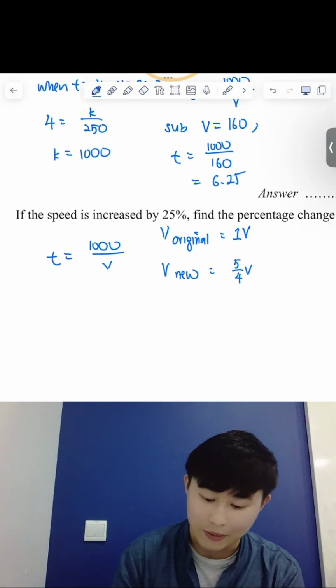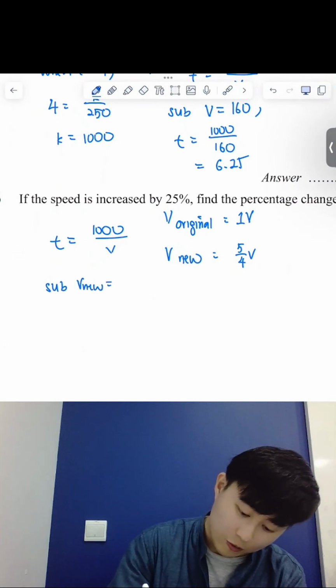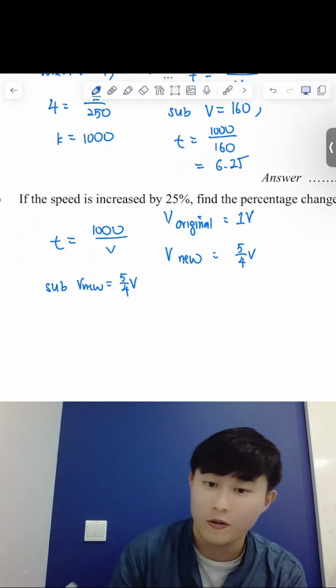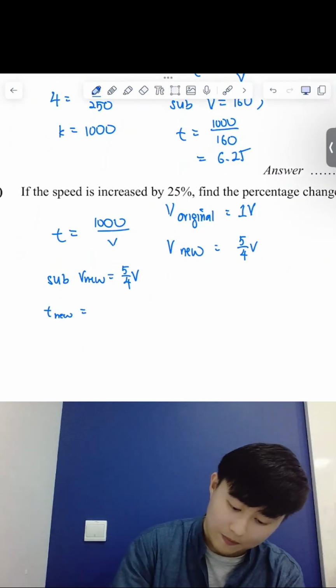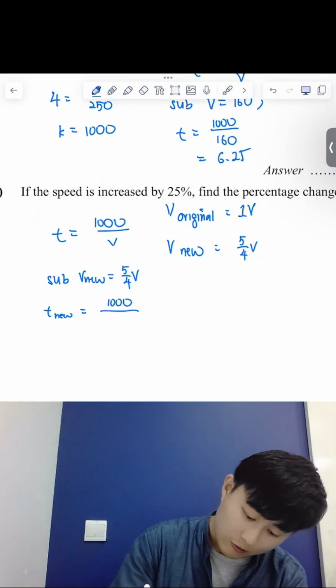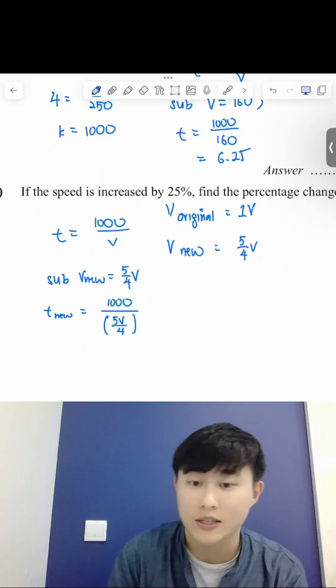Okay, from here, what I'm going to do is this. I'm going to sub in the new V, which equals 5 over 4 V. And then this T over here will become my new T. So it becomes 1000 over this. I'm going to put a bracket here first.